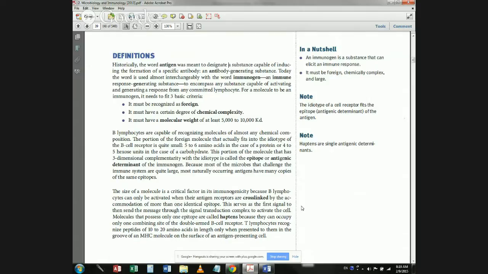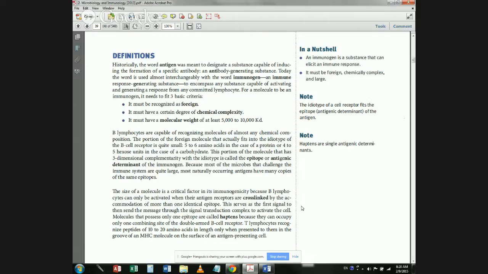Anyhow, when antigen is used interchangeably with the word immunogen, it is used so as to encompass any substance capable of activating and generating a response from any committed lymphocyte. Now, for a molecule to be an immunogen, it needs to fit three basic criteria. First of all, it must be recognized as foreign to the body. Secondly, an immunogen must have a certain degree of chemical complexity. And thirdly, it must have a molecular weight of at least 5,000 to 10,000 kilodaltons.